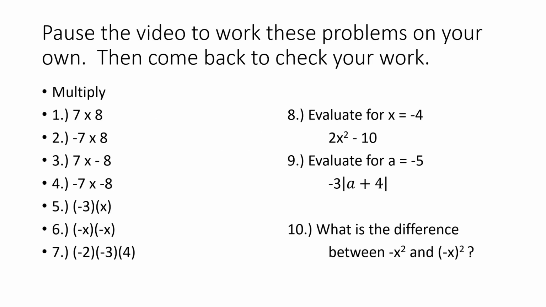Pause the video to work these problems on your own, and then come back to check your work. Okay, so this first set is intended to just review those signed number rules. And so the first problem is just straightforward 7 times 8, which we should remember from elementary school. 7 times 8 is 56.